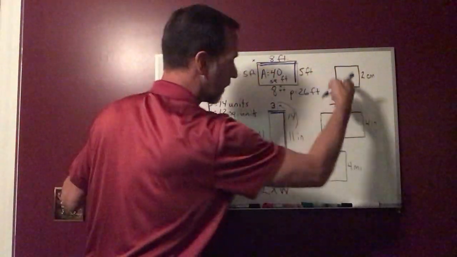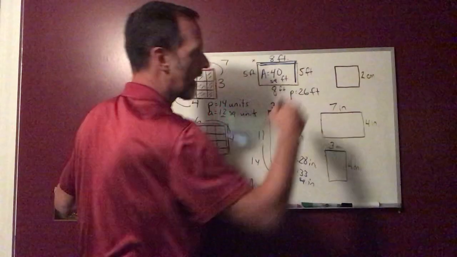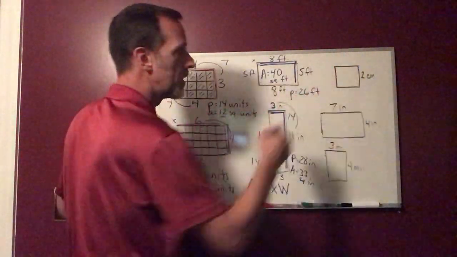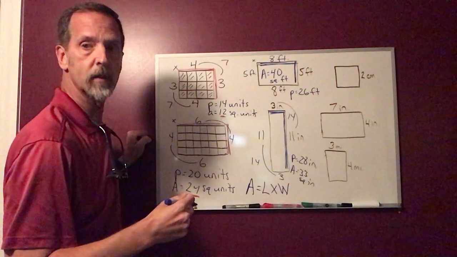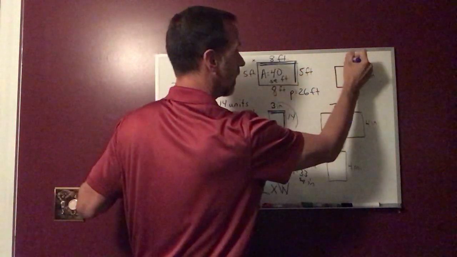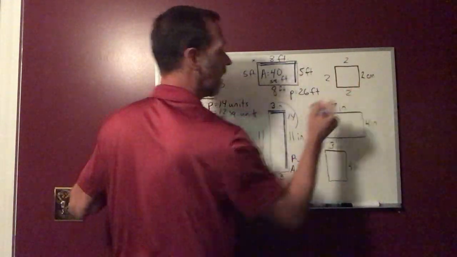All right, here we go. This is a square. What do you know about squares? All the sides are the same, right? I only have one measurement, but you know that squares are all the same. So if this side is 2, they're all 2. Okay?